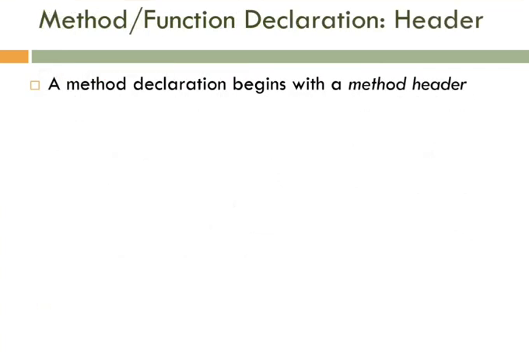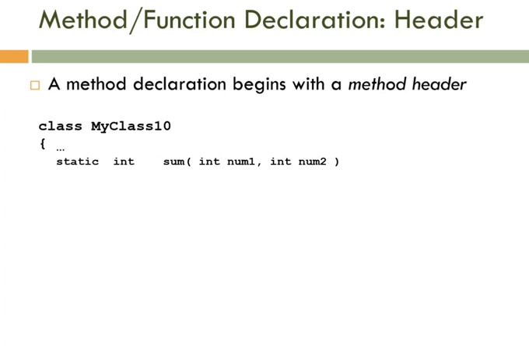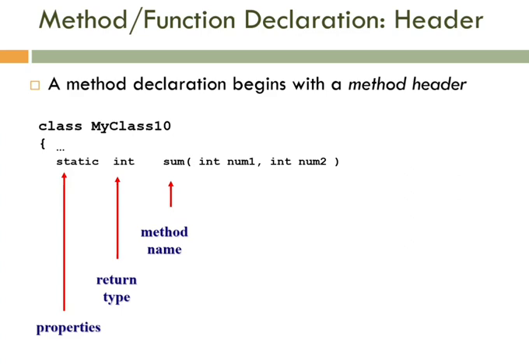And see, moving further, function declaration with header. The method declaration with the header, see, I have written a class MyClass10: static int sum(int num1, int num2). Sum is the method name. Int is the return type. Static is just a keyword used to run a function automatically.